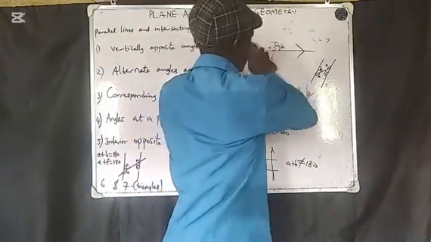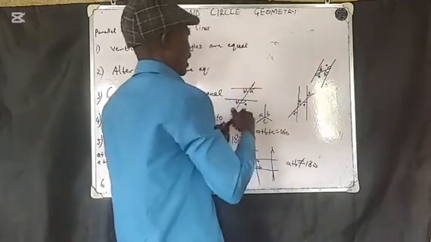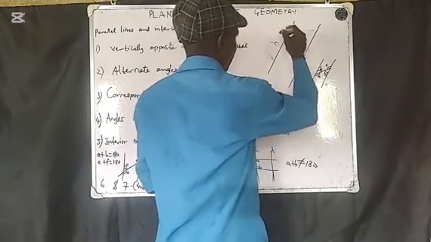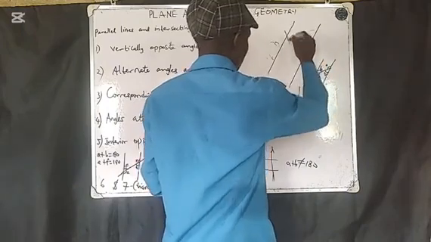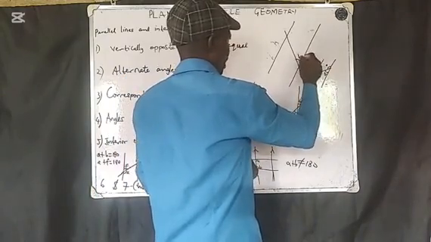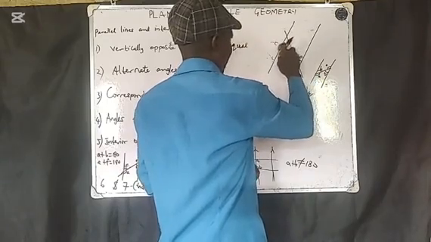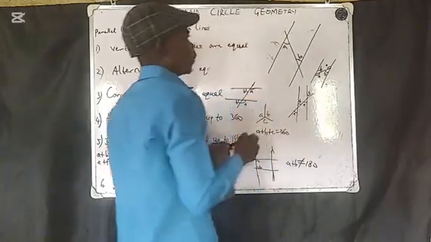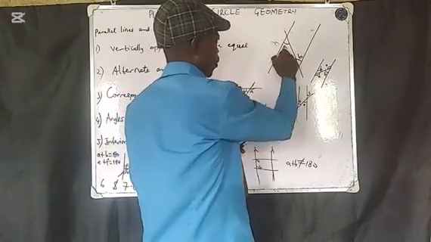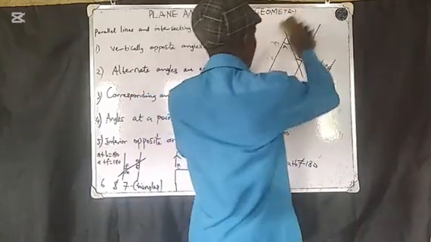It can also be drawn this way. Don't expect it to be drawn the same way all the time. It could also be drawn like this, and your transversal could be like this, or like this. All I know is this angle will be equal to this angle. The inner angle on the right will be equal to the inner angle on the left. This is alternate angles are equal. That is theorem number 2.